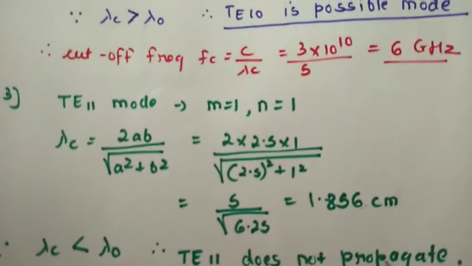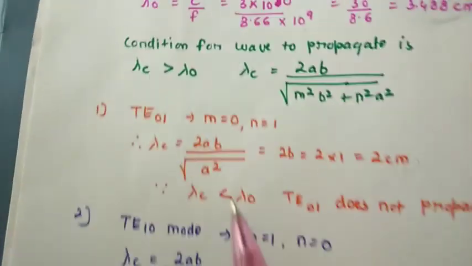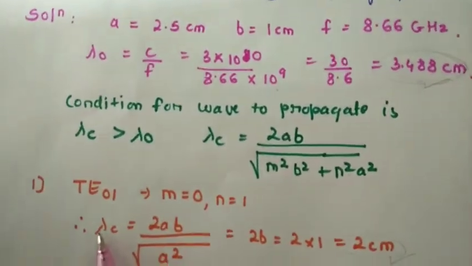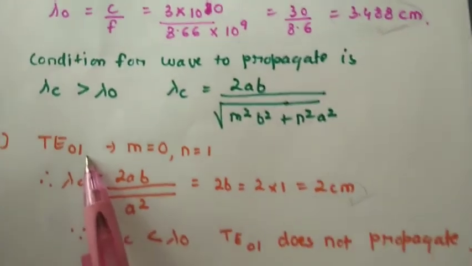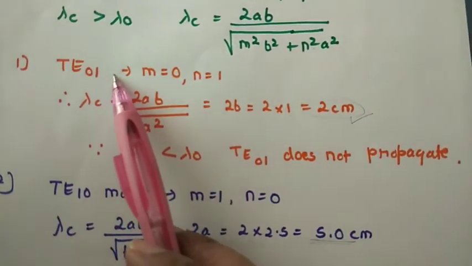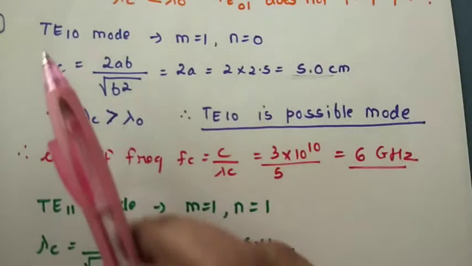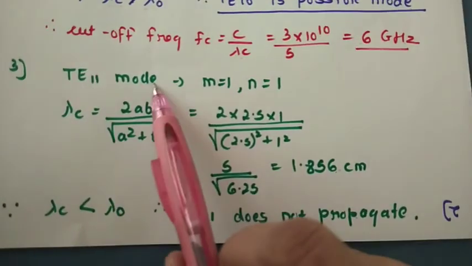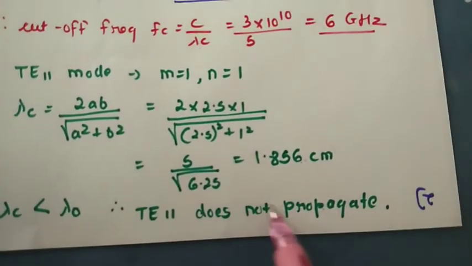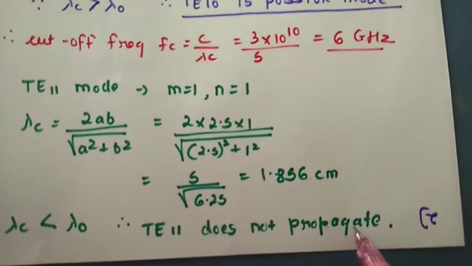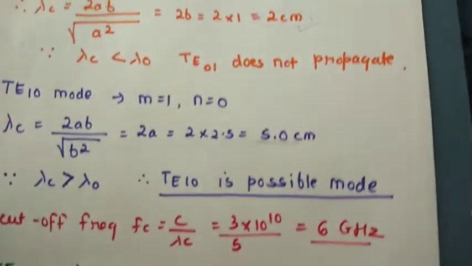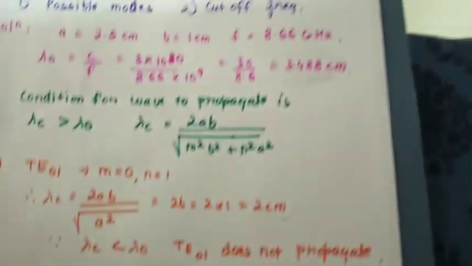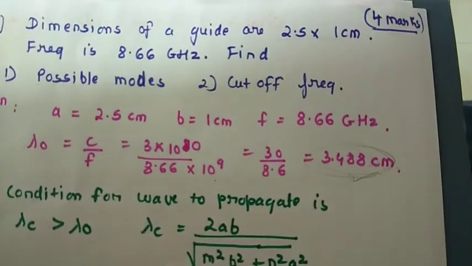So we have considered three modes over here. One is the TE01 mode, which is not a possible mode. TE10 mode, which is the possible mode, and TE11 mode, which is again not a possible mode. So we have seen three modes. So this is how you have to calculate the possible modes.